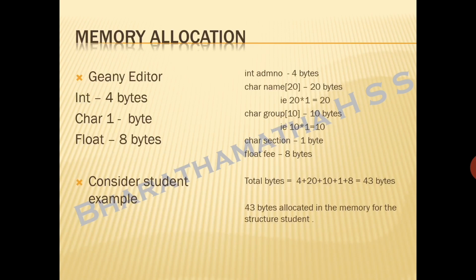Now for example, in the Genie editor, integer occupies 4 bytes, character 1 byte, float 8 bytes. So now consider the example of the student. Here you have admission number as integer, 4 bytes. Name, that is a character array of 20, character occupies 1 byte, so 20 bytes. Group also 10 bytes. Character section has only 1 byte, and float fee has 8 bytes. So all these summed up together, you get 43 bytes. So 43 bytes are allocated in memory for the structure student.